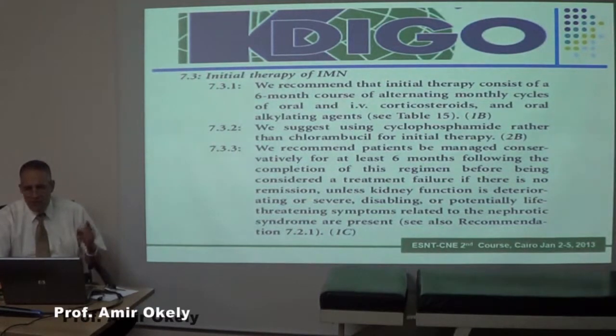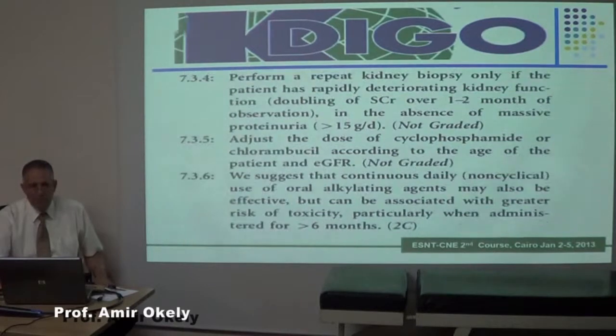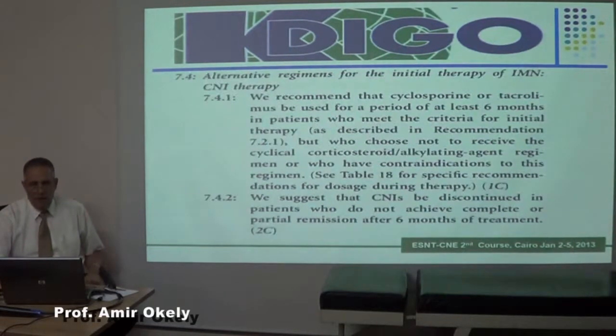We recommend the patient be managed conservatively for at least 6 months. If no response, start steroid with cyclophosphamide or chlorambucil. When to do another kidney biopsy? Perform a repeat kidney biopsy only if the patient has rapid deterioration of kidney function, doubling of the serum creatinine over 1 to 2 months of observation in the absence of massive proteinuria. And we usually adjust the dose of cyclophosphamide according to the age of the patient and estimated GFR.